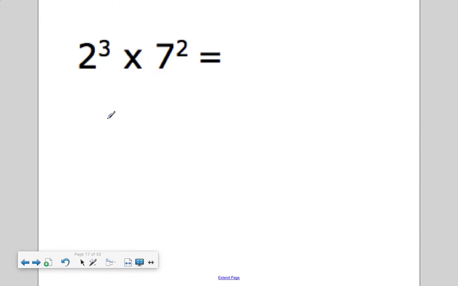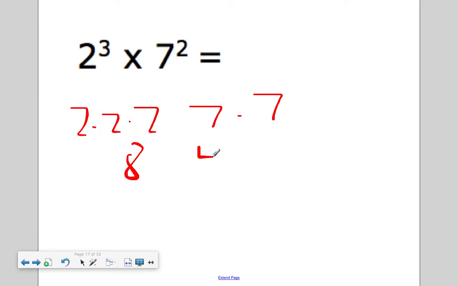So in here, 2 cubed times 7 squared, that's 2 times 2 times 2 times 7 times 7. And what is 2 times 2 times 2? That's 8. What is 7 times 7? That is 49. So 8 times 49 is 392.